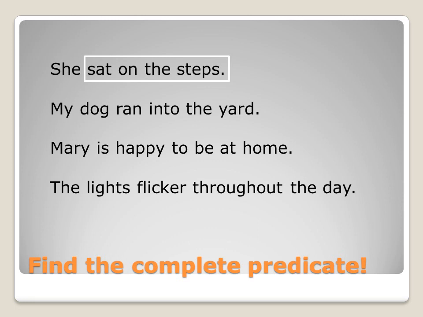Number 2, my dog ran into the yard. We know the subject is my dog. If ran is our verb, what is the rest of the sentence that modifies the verb ran? Your complete predicate would be ran into the yard. These are the things you should be thinking about when trying to come up with your answers. Let's try to do the last two on your own. Mary is happy to be at home. The lights flicker throughout the day. Think about the verb and the words that modify that verb.